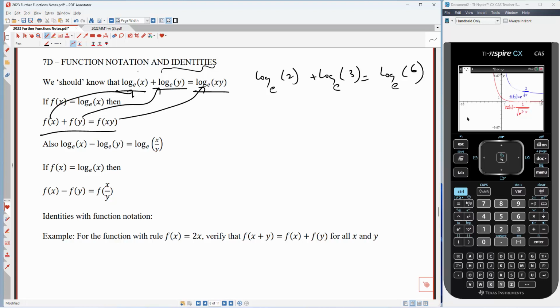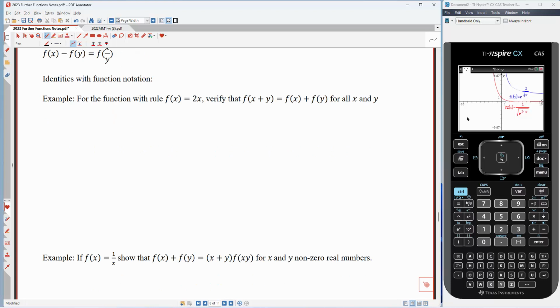So this is called an identity. We also know the identity for log e x take away log e y: you simply divide the number being logged. So if f of x equals log e x, this is just the thing in summary. f of x is this thing here, so that is that, f of y is that, and then when we put this into there, it becomes that.